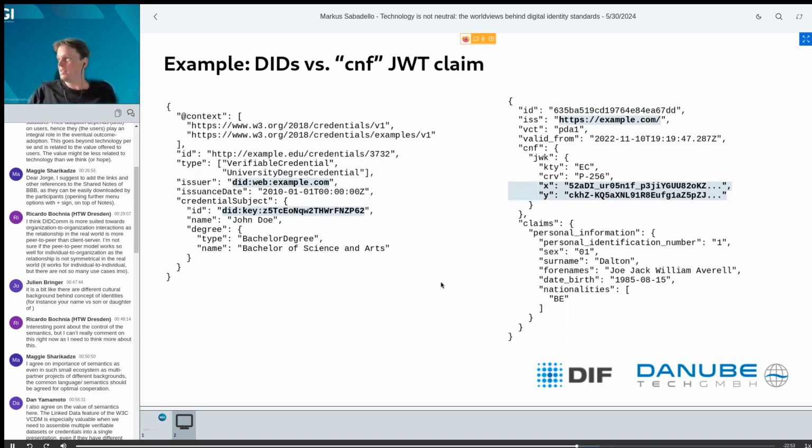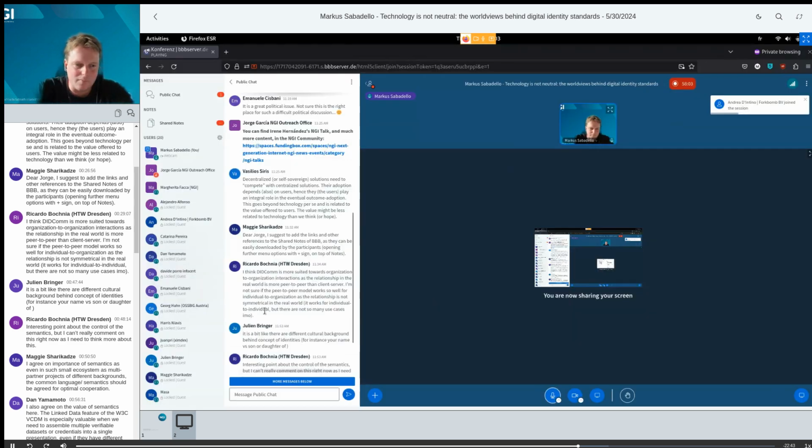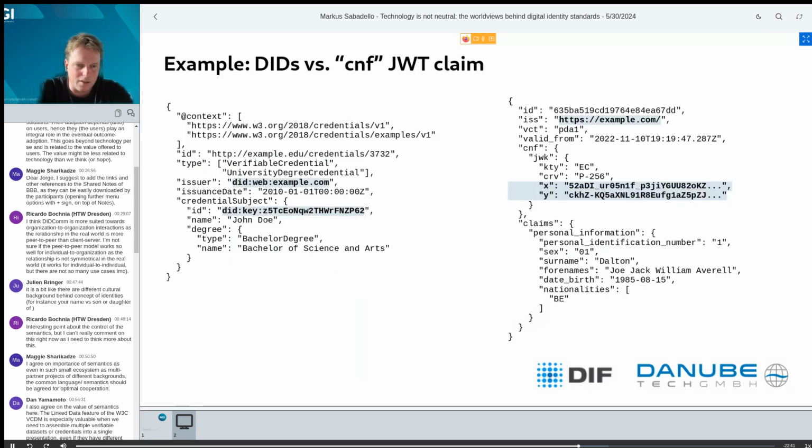But I think the difference from an ideological point of view, not technical, but the difference in how you look at it is the asymmetry again, right? So on the left side, if you use DIDs, you use DIDs for both sides. You use a DID to identify the issuer, and you use a DID to identify the subject, the holder. Whereas here, you use basically different technical constructs.